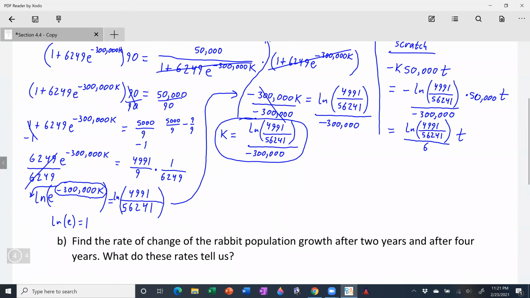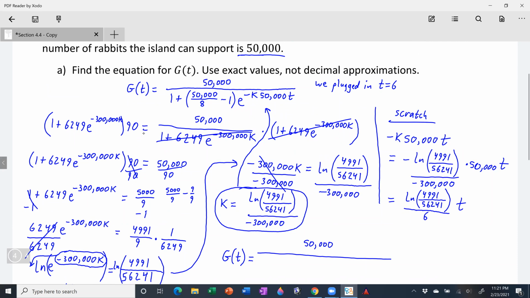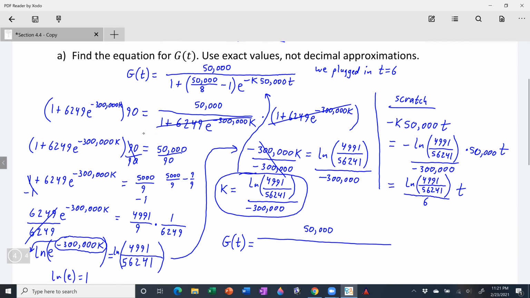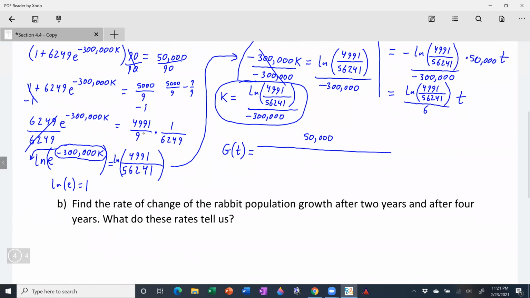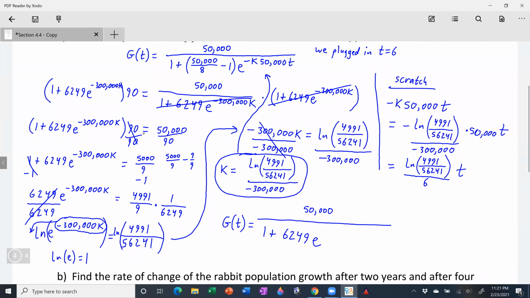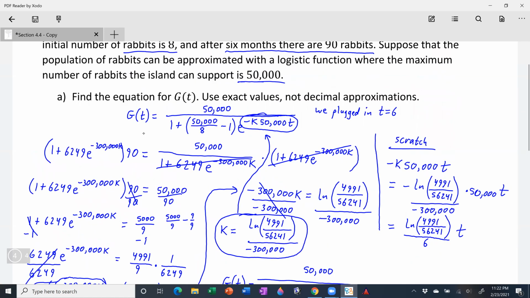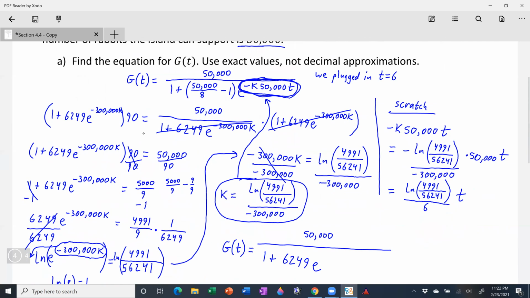Okay, so we're actually ready to write our answer now. We have g of t equals, the numerator is 50,000, divided by 1 plus, and then that stuff in the parentheses, remember, was 6249. So 1 plus 6249 e raised to the power of negative 300,000 times k. I was doing this part for the scratch work, but anyways, I already worked it out. Oh yeah, the negative 300,000 was specifically coming from when we plugged in 6. So we have to use this part to do the scratch work, and we did it correctly over there.